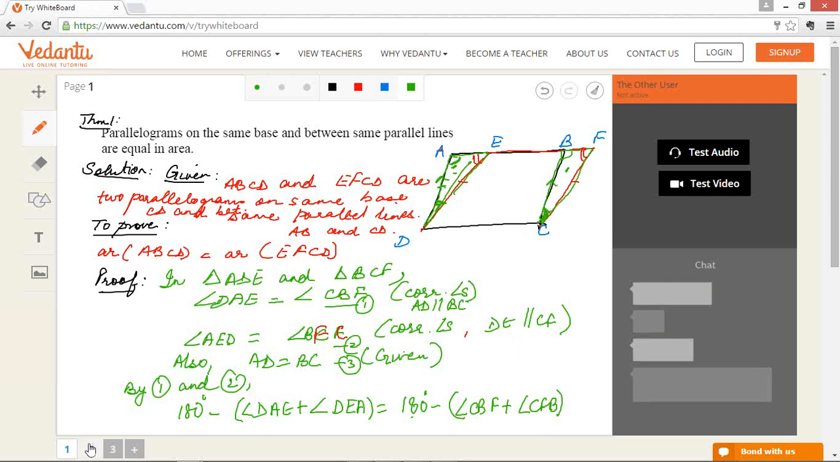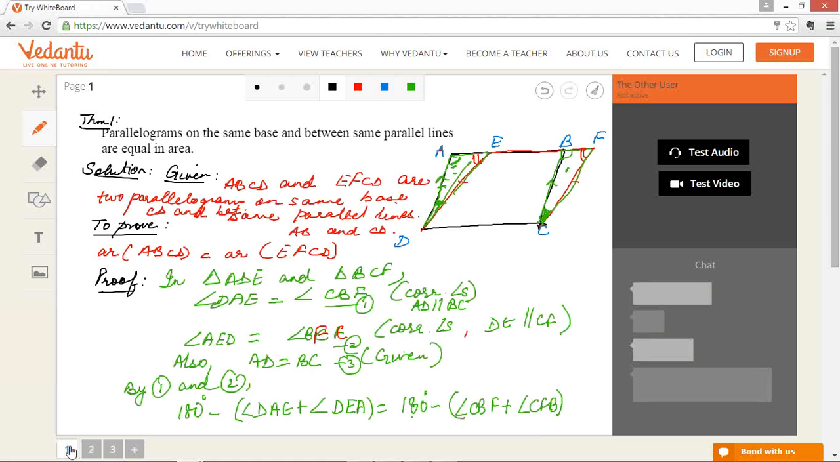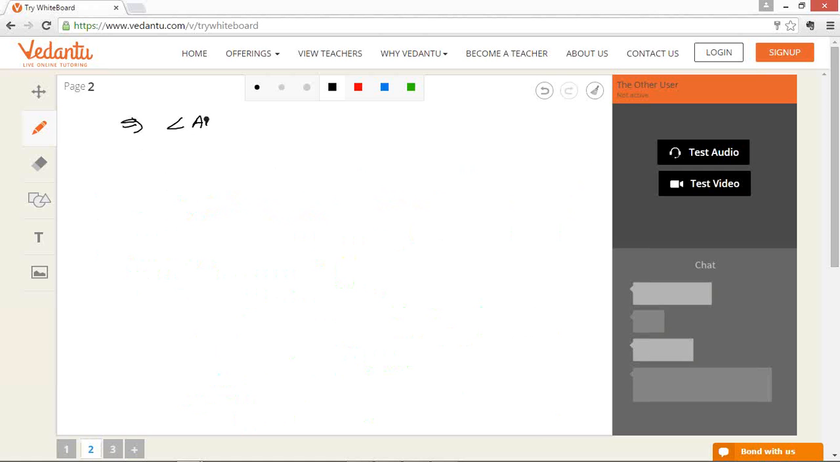So I am moving on to the new page. So this will be angle A, we can look back, ADE equals BCF. So ADE equals angle BCF. And again, I will repeat, we have to always mention the reason. So by angle sum property of a triangle. Wherever you are missing out the reason, there is a chance that your marks will be cut.